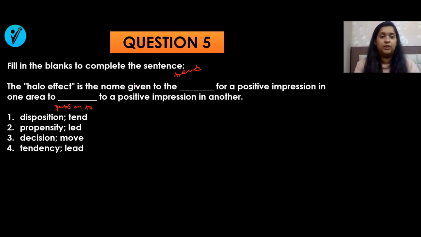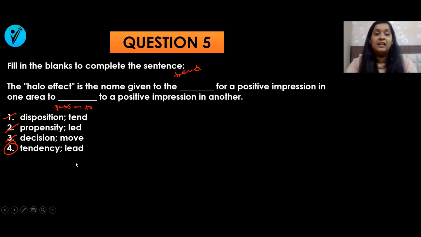That is very confusing. So trend, I think the one thing that would go would be probably tendency, right? And pass on to could be lead. So disposition, tend, propensity, led, and decision move does not make sense over here, which is why our correct answer is tendency and lead.